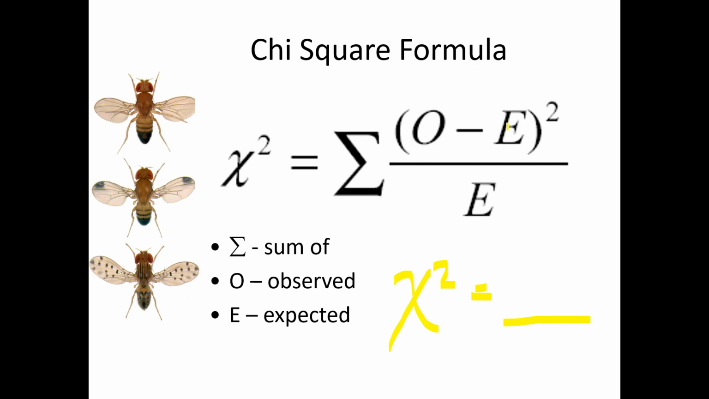So if we wanted to plug in the formula for that problem that I mentioned earlier, what we would do is say, okay, I observed 60 heads. So 60 would be my observed. My expected would have been 50. So 60 minus 50 squared divided by 50. And then I would add that, this is where the sum of comes in, to my tails. So 40 minus 50 squared divided by 50. And that's how you fill out your chi-square formula.